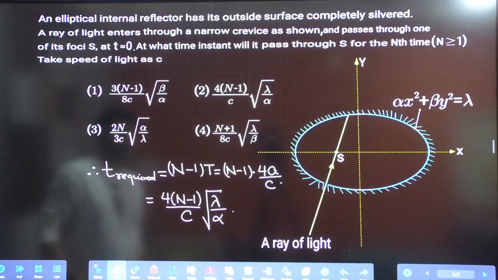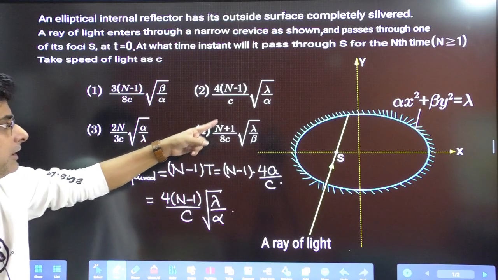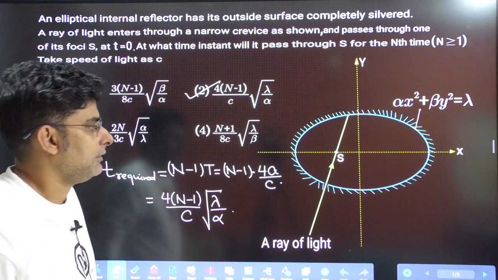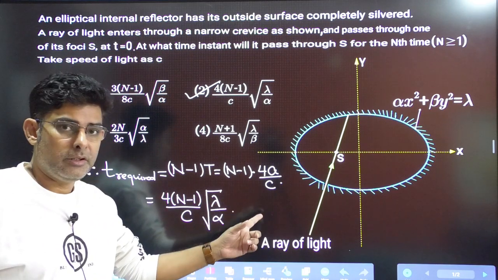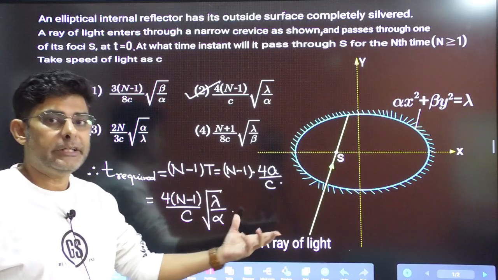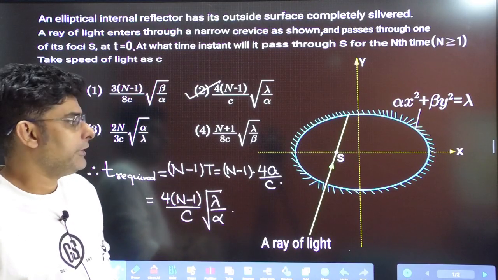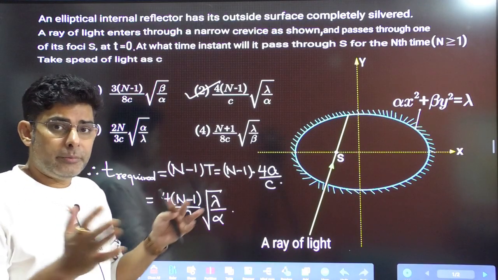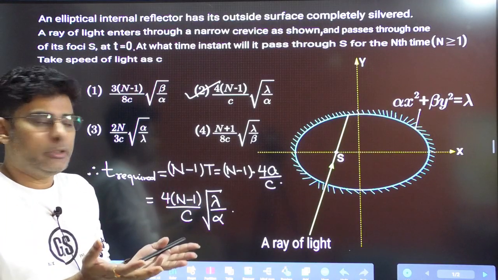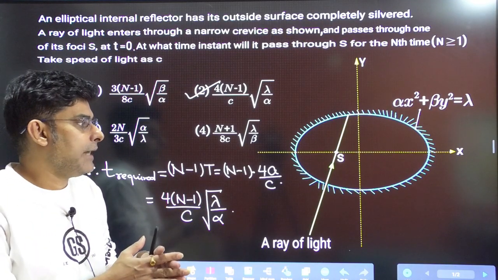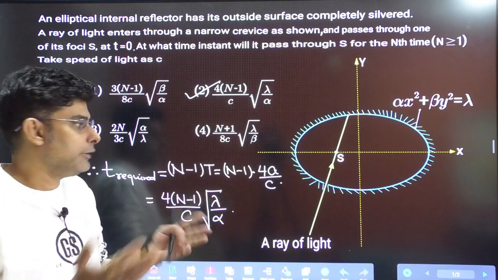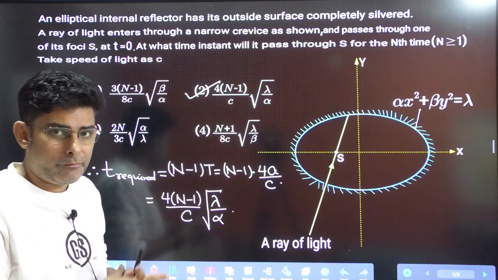So which option we can see? 4 n minus 1 by c root under lambda by alpha. This is nothing but the second option. That's it. So I hope you got this interesting question and the concept also clearly. So stay tuned for many such innovative questions, through which we will be clubbing maths and physics. And this is the beauty of physics. When it is clubbed with maths, you can explore more and more. You can frame different type of questions and you can analyze things in a better way.